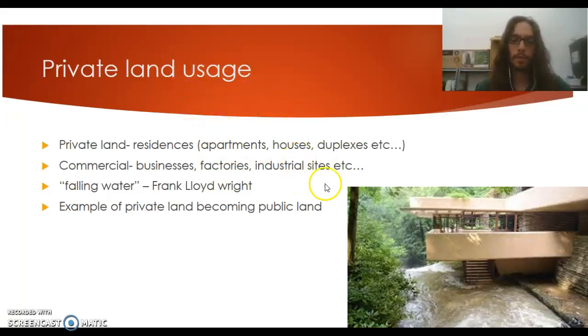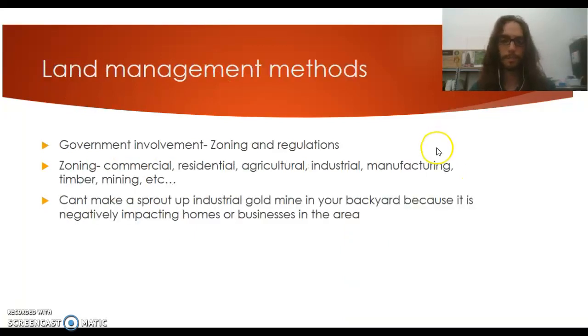A really good example, like I was talking about earlier, of private land is Falling Water by Frank Lloyd Wright. This is just an awesome architectural achievement. He built this house basically in a waterfall, and this area becomes inundated with water, but it doesn't destroy the foundation. It just blends in with nature. It's a really awesome place. But this is private land that ended up becoming public land. So that's something that can happen. Public land can become private land, and private land can become public land. This just happens to be a really awesome thing, and so they created a monument.